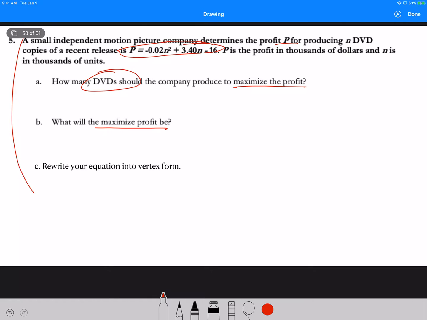All right, so again, what is this really asking you to solve for? Maximizing the profit. It's literally just asking you to find the vertex. Okay, and this is also the vertex, but the key is that the one is asking for DVDs and the other one is asking for the actual profit and how much that's actually going to be. So what we need to do is look for the x and y coordinates of the vertex.